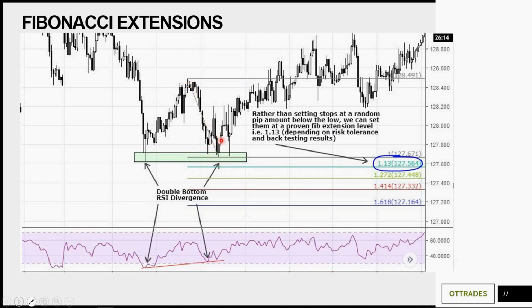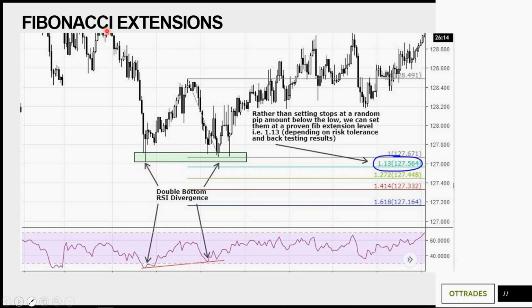Now, for placing our stop losses, depending on your risk tolerance and backtesting results, it will depend where you stretch your fib extension tool from. I've got another example in the next slide, so don't worry. But rather than setting the stops at random pip amounts below the lows, say 10 pips below this low, by doing that you're not really taking into account previous price action. So you're just setting it at 10 pips. If price had just had a little move, a little bit of consolidation, a little move down here, you just set 10 pips below.